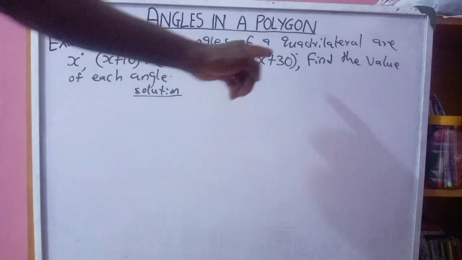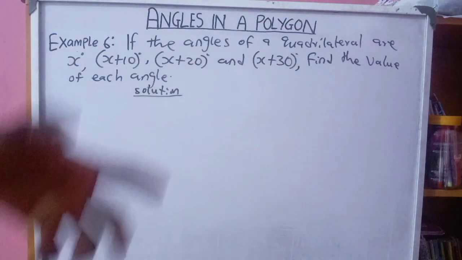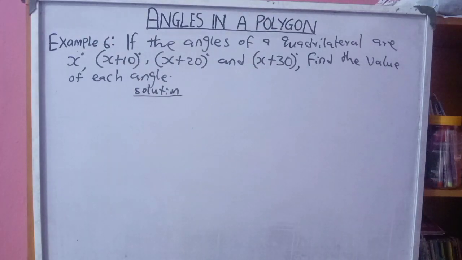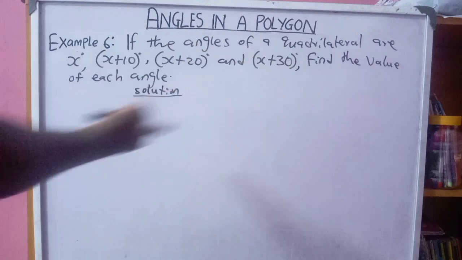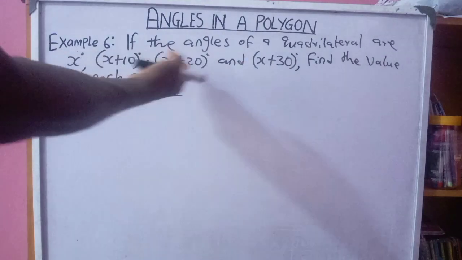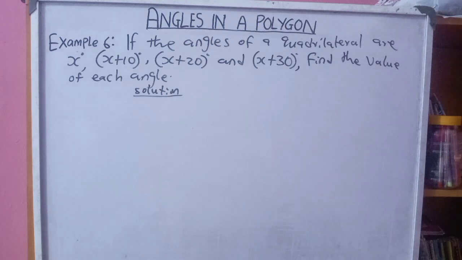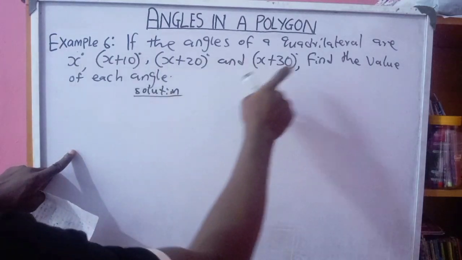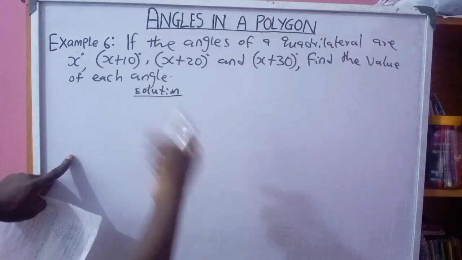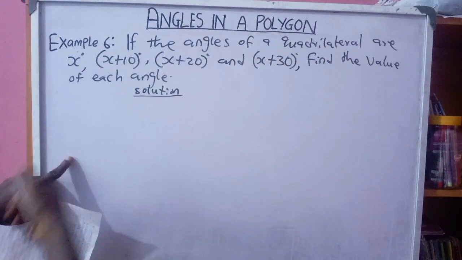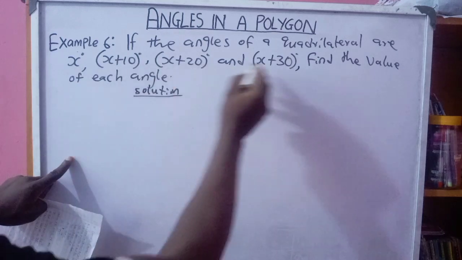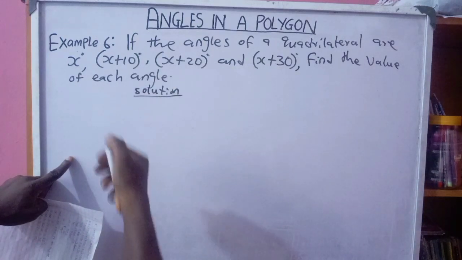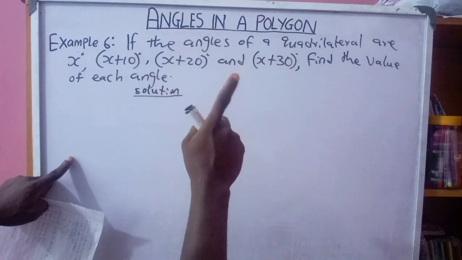But the most important thing here is that they mention quadrilateral. Quadrilateral has to do with shapes. That's a plane figure with 4 sides. When you count the angles, you find out that they are 4 in number: 1, 2, 3, and 4. And we know that the sum of the interior angles of any quadrilateral is equal to 360 degrees. So we have to sum up everything here and say equal to 360 degrees, as we indicated in the video at the beginning.